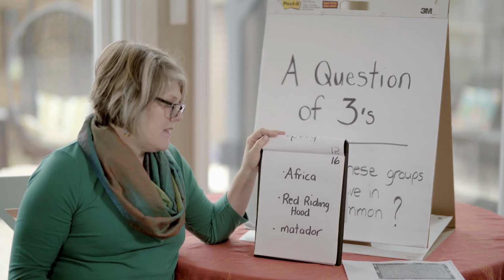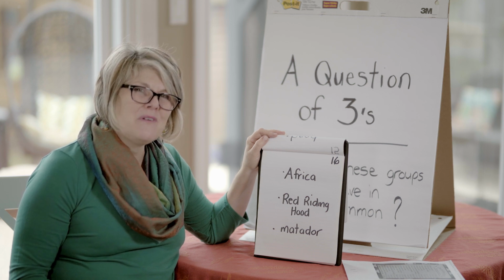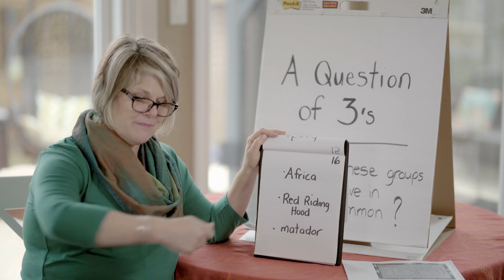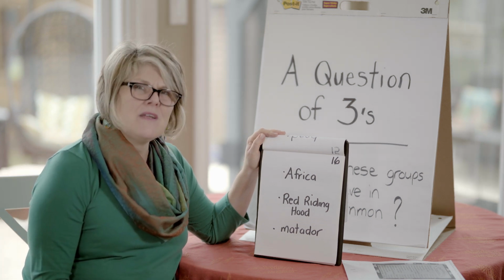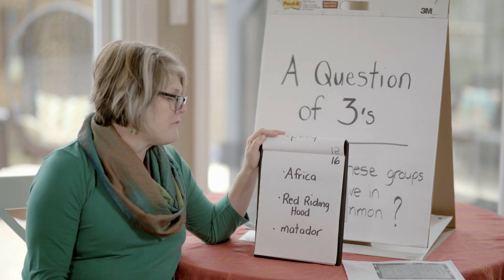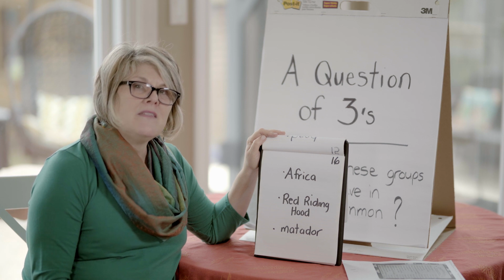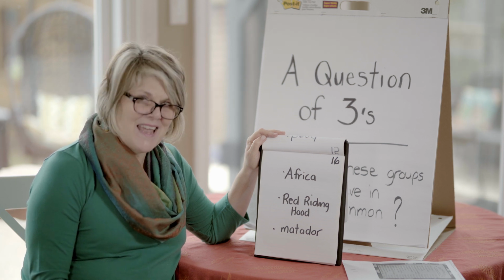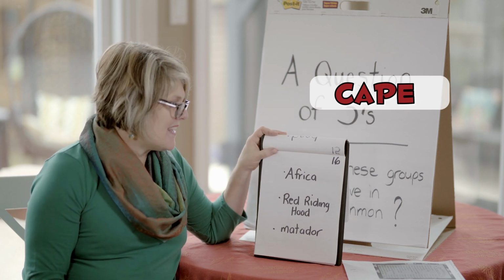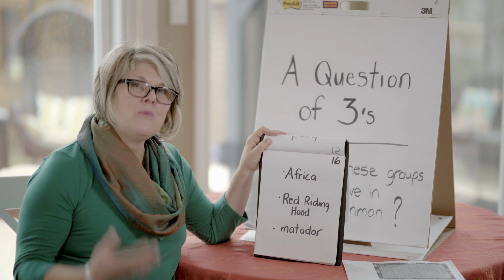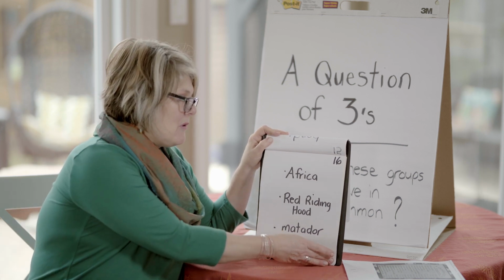Number 16, Africa, Little Red Riding Hood, and a matador. What's a matador? A matador is one of those Spanish guys that fights the bulls, right? He's called, I think, is that right, cameraman? A matador. So what does Africa, Little Red Riding Hood, and a matador have in common? They all have cape. Cape, yes. Cameraman knows. They all have capes. The Cape of Africa, Little Red Riding Hood wore a red cape, and the matador has usually a red cape too to get that poor bull to run at him.